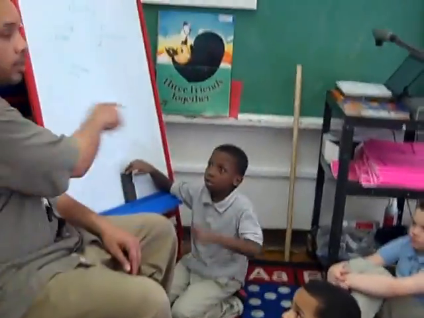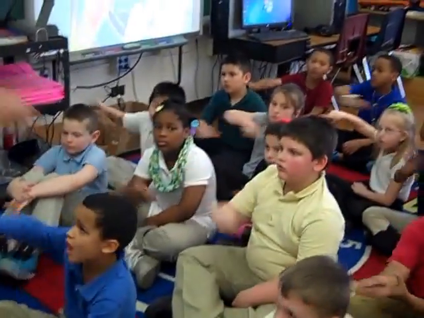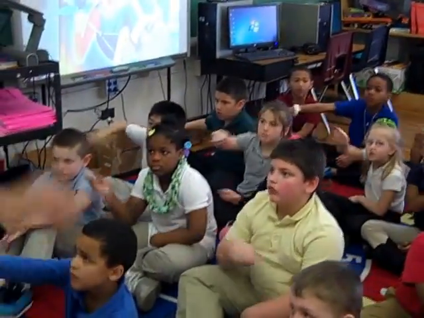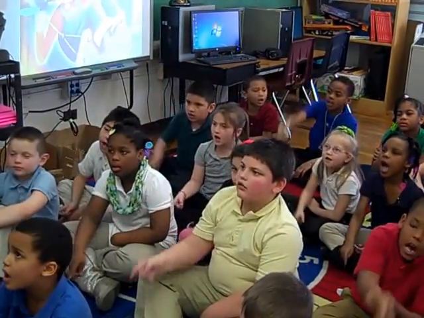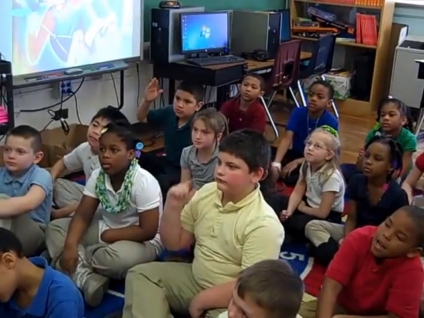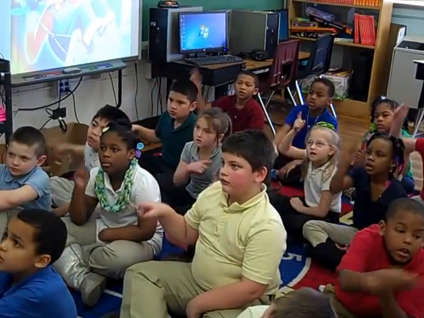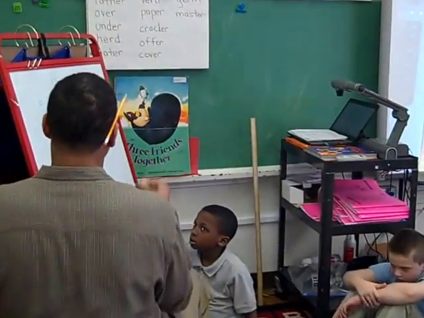Show me row. Everyone is show me. Show me row. Again. Show me column. Again. Row. Column. All right. So we know how to draw rows and columns.